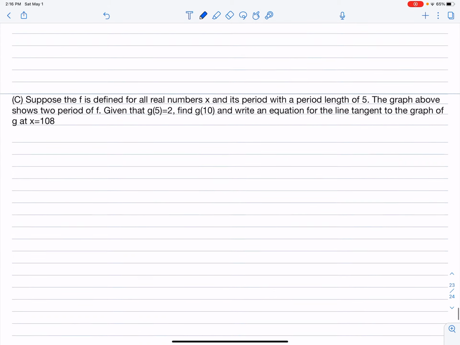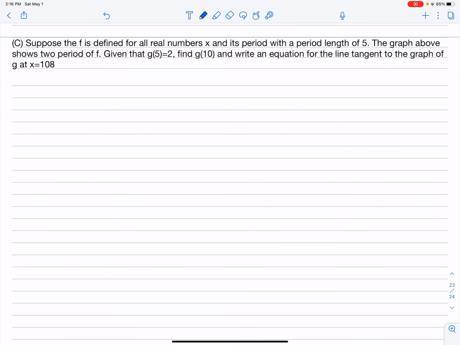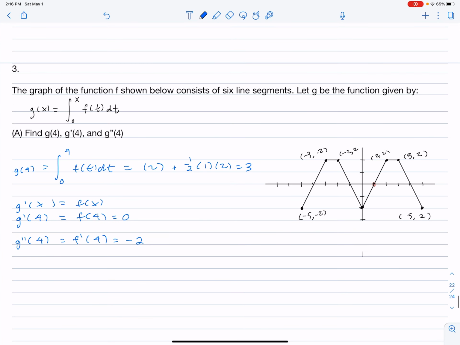Okay, let's keep on going. Okay, so this is an interesting one, and I am going to grab this graph. I believe that I need it. Kind of.